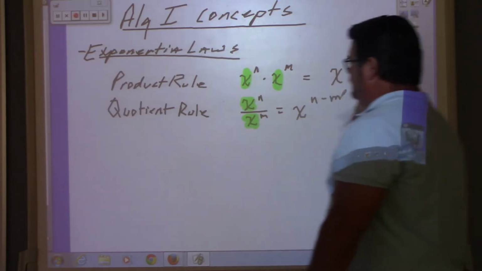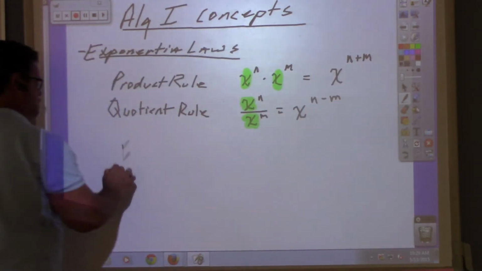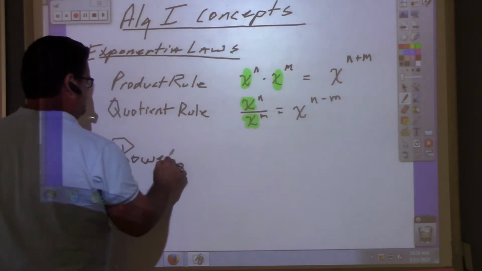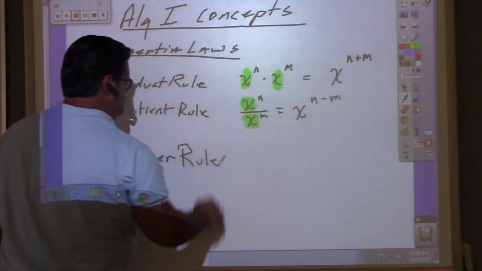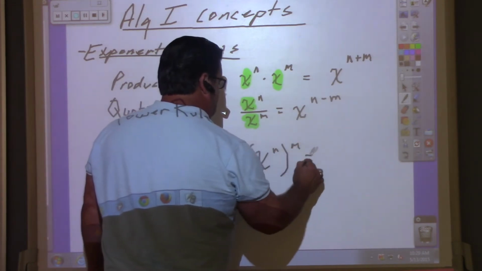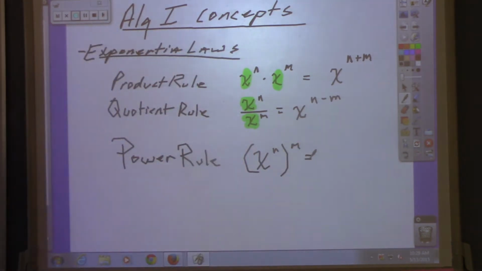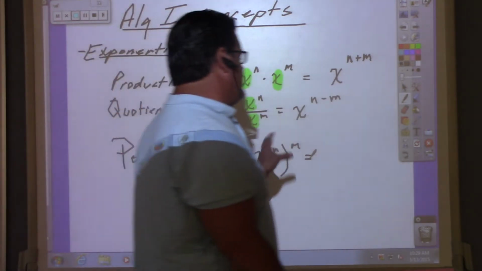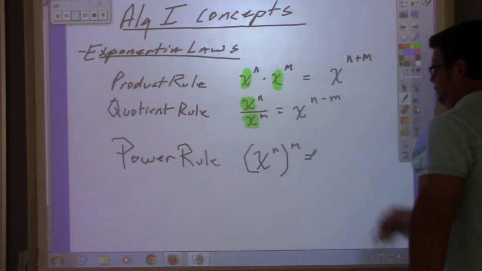Power rule. x to the n raised to the m power. What do you do to the exponents when you are multiplying or raising a power to a power? You multiply.